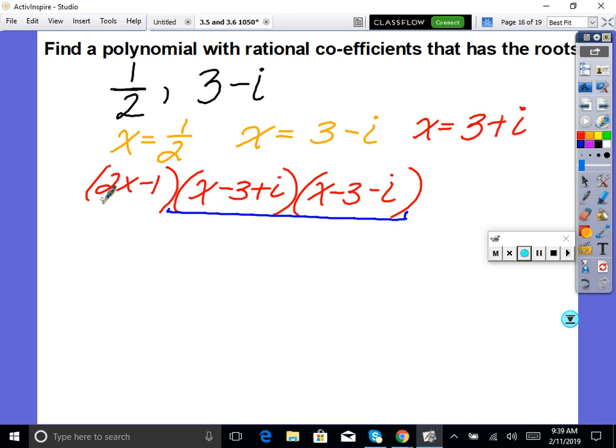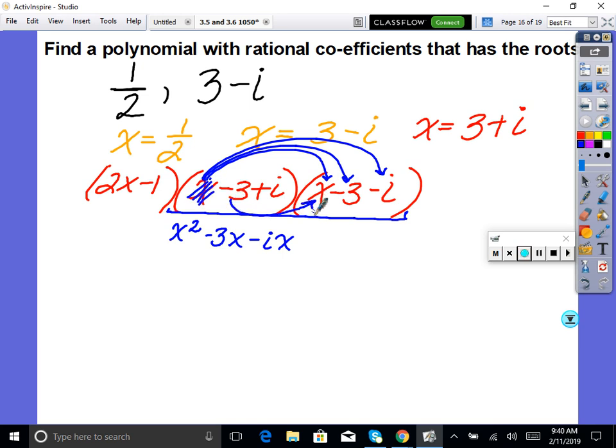So watching very carefully, guys, we really should be able to do something of this caliber and not make errors. So watch. x times x is x squared. x times negative 3 is negative 3x. x times negative i is negative ix. Then because I've distributed x through to all three things, I cross it out. Negative 3 times x is negative 3x.